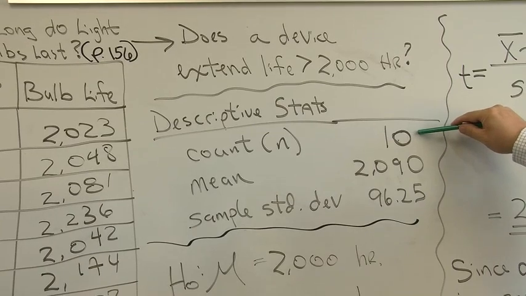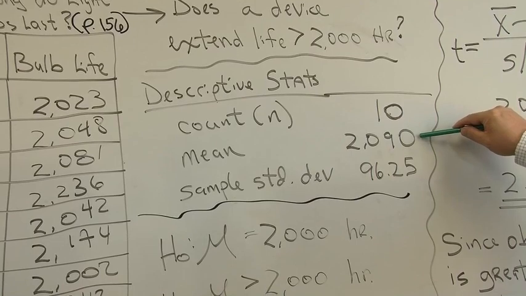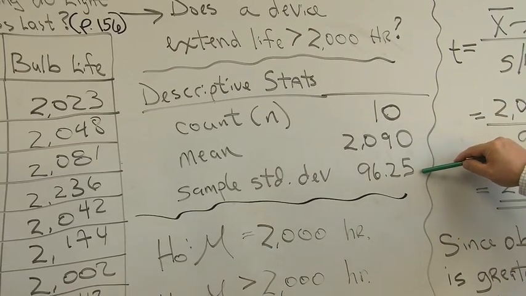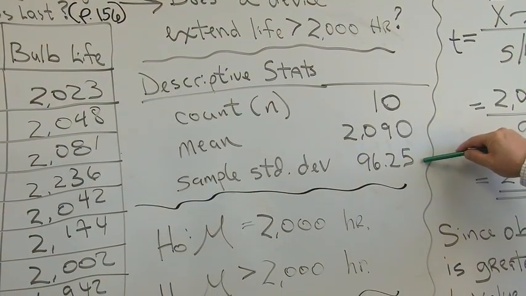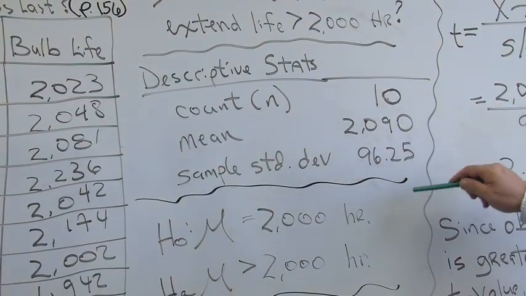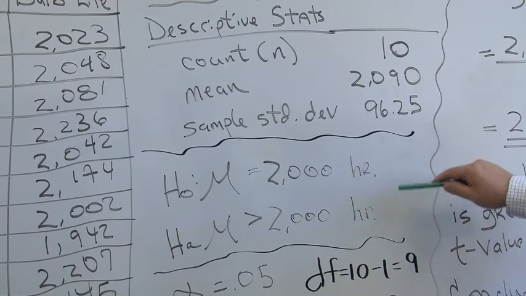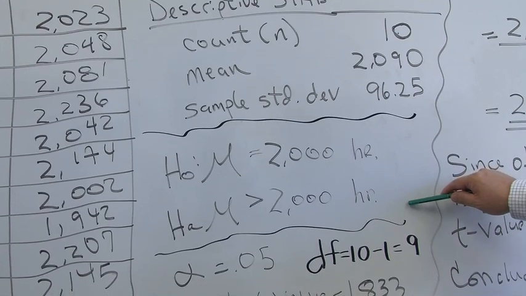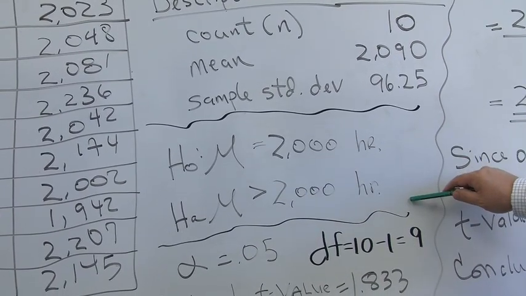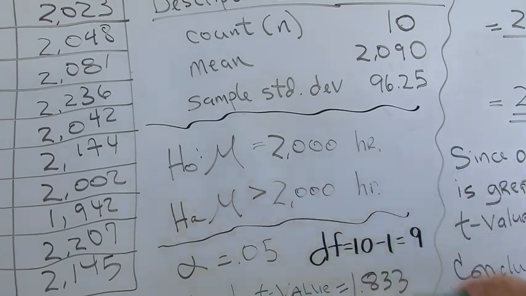Obviously, our count for how many light bulbs we have is 10. The mean life for those light bulbs is 2,090 hours with a sample standard deviation of 96.25. So there should be nothing unusual or controversial about that. Now we look at mu equals 2,000 hours and mu greater than 2,000 hours. Let me explain this briefly once again. Mu is the population mean, not of the 10 light bulbs that we just tested. The mean of those would be x bar.